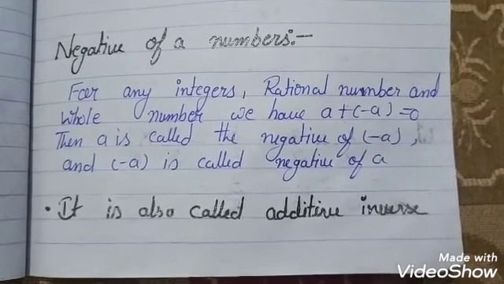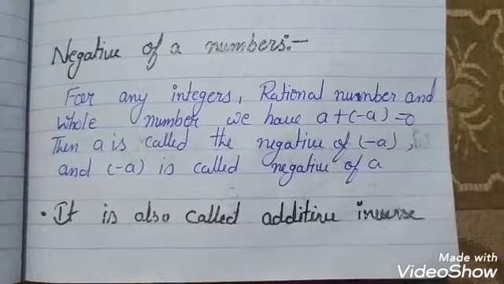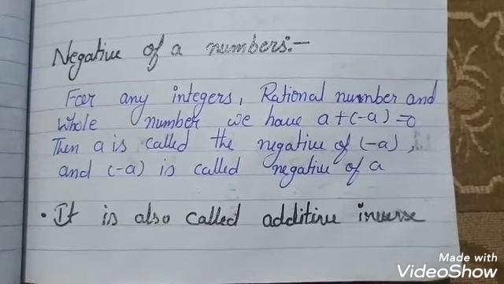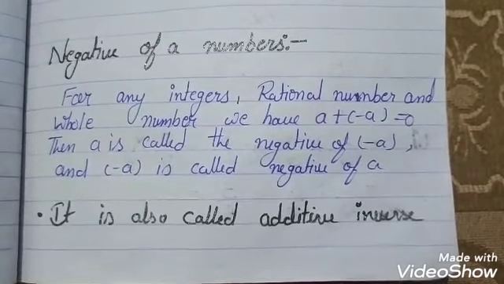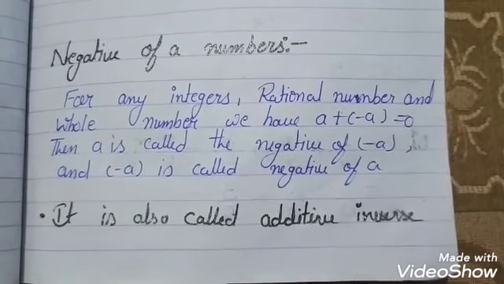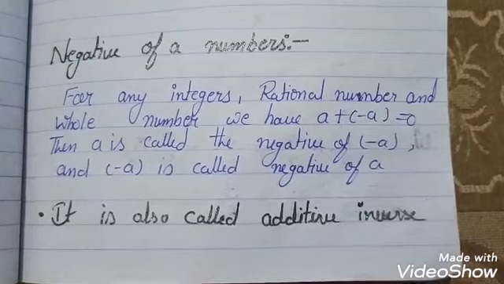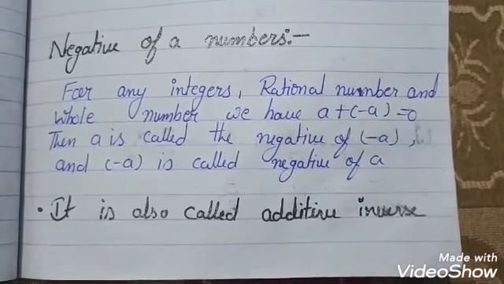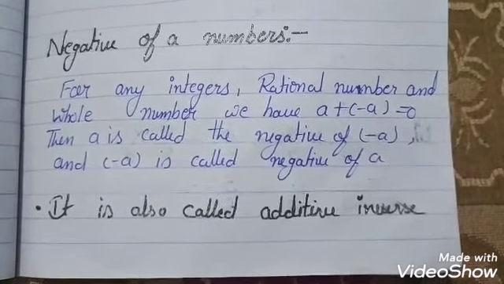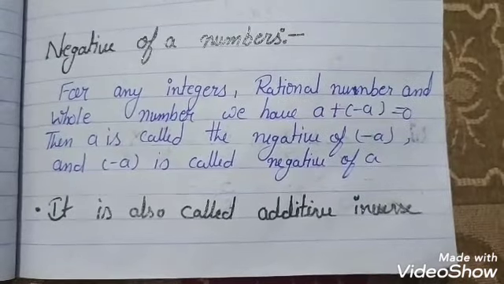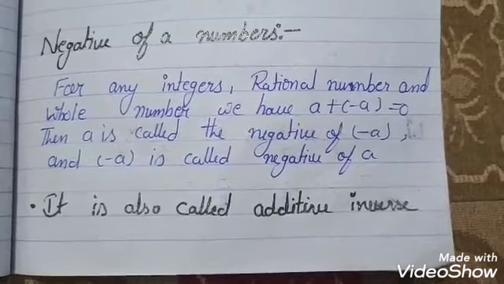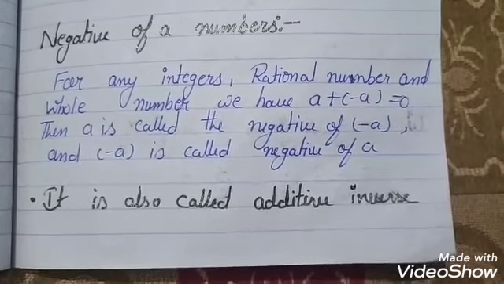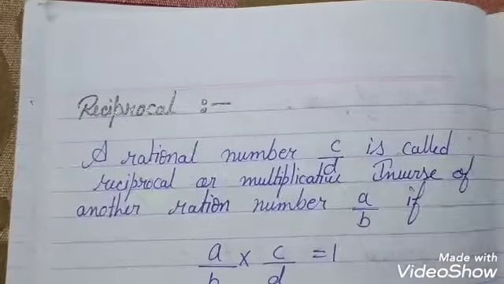Our next topic is negative of a number. For any integer, rational number and whole number, there exists a negative number such that their sum is 0. Suppose we have any number a and there exists its negative number minus a, so that their sum becomes 0. Then a is called the negative of minus a and minus a is called the negative of a. It is also called the additive inverse.